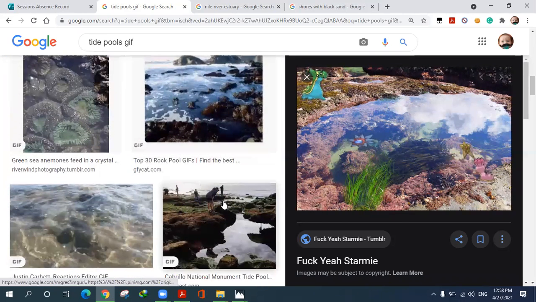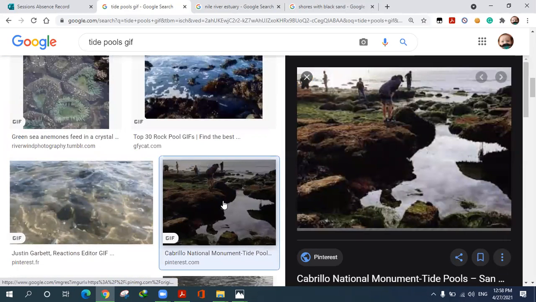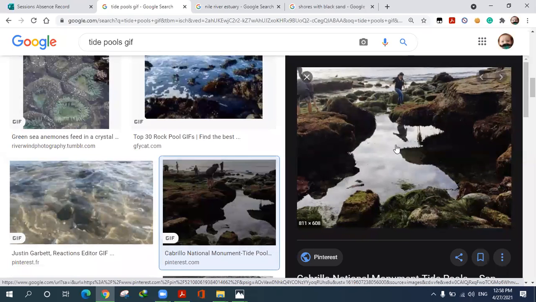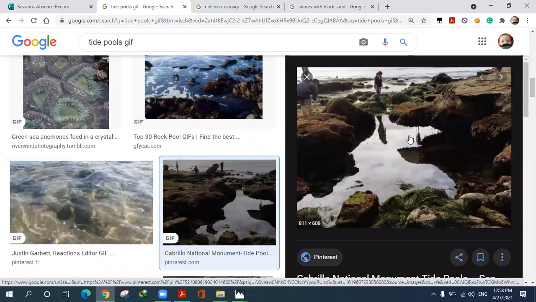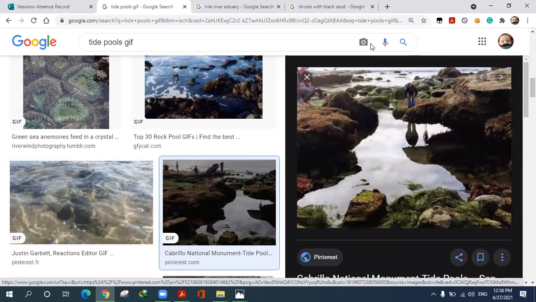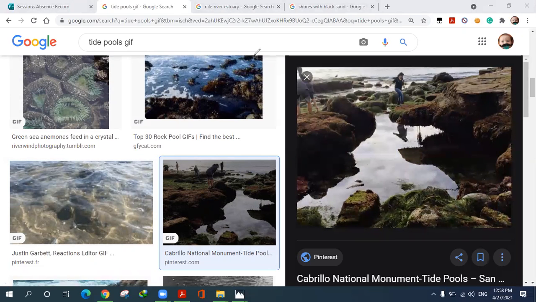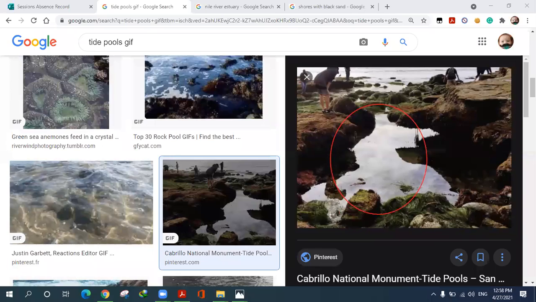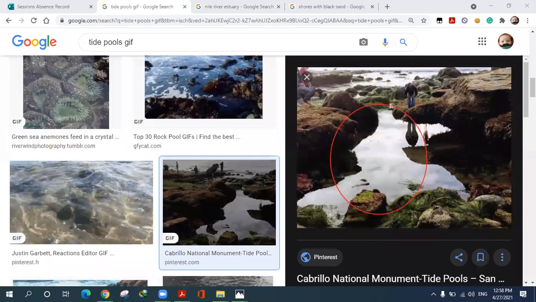Okay, for example, here we have a low tide. So you guys can see that the water is trapped in here. Can you see the water trapped in here between? Can you see the water trapped in here? Again, let's show it to you with circles. So here's the water trapped. Can you see the one I just put a circle around?